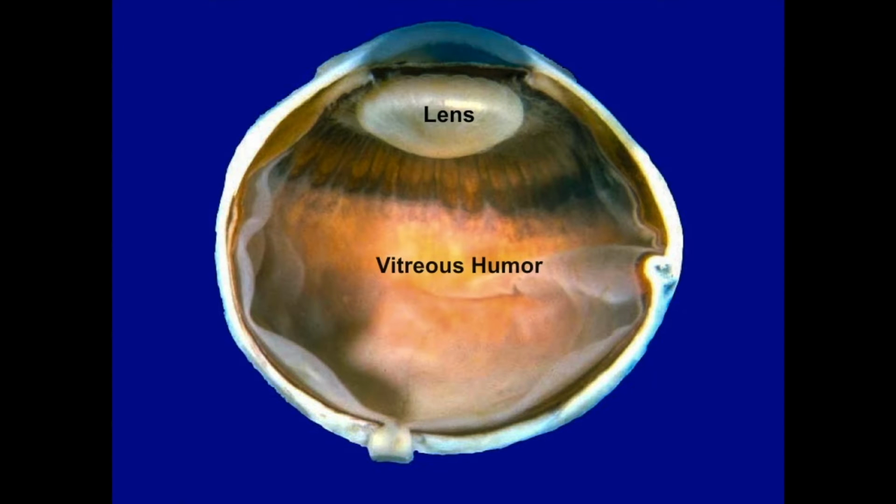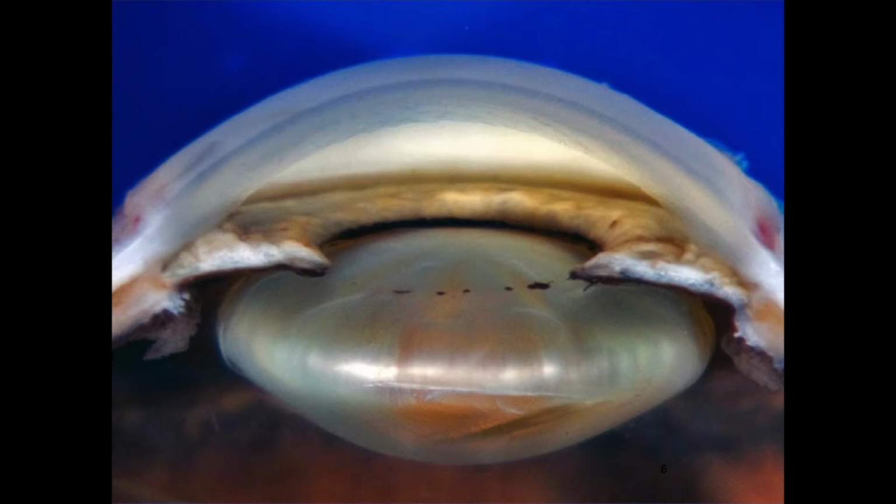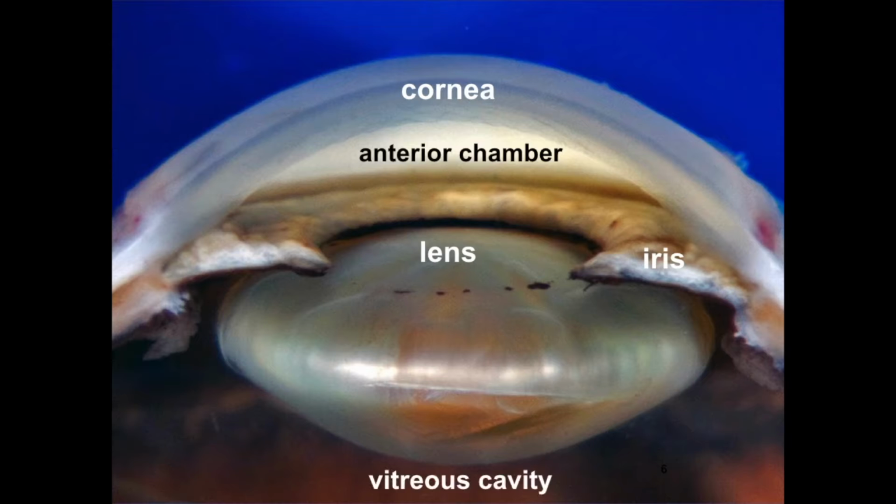The lens, vitreous humor, retina, and optic nerve are seen in this sectioned normal eye. The anterior part of the eye is composed of the cornea and the cavity delimited by the cornea, iris, and lens, called the anterior chamber. The anterior chamber is filled with watery aqueous humor. The vitreous cavity is the largest space in the eye. It is filled with the vitreous humor, the most delicate connective tissue in the body.